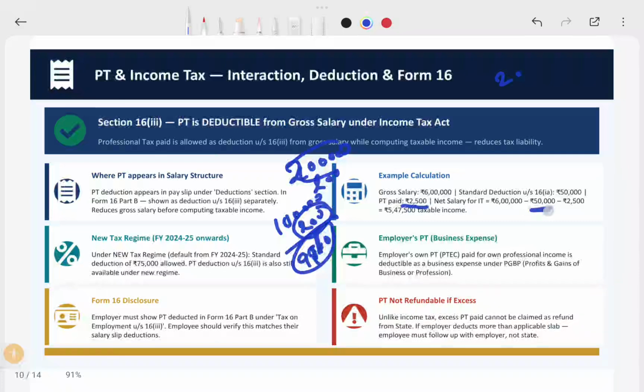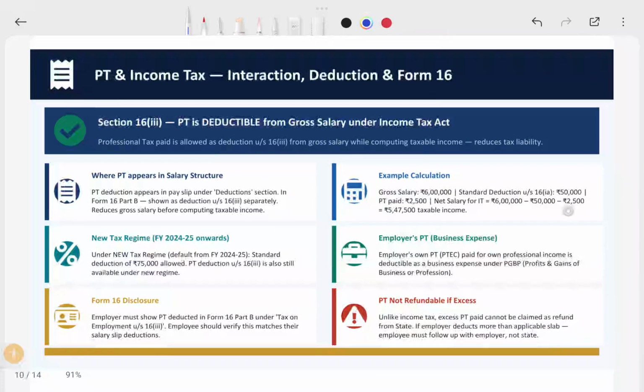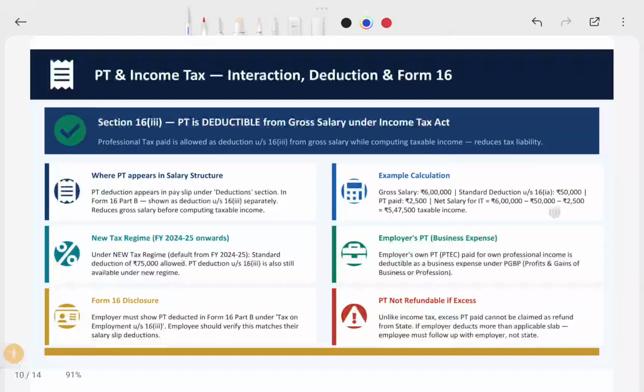So apart from the standard deduction, you can get the exemption for this 2,500 also. You don't need to pay tax again on this 2,500 because it's already professional tax itself. So you cannot pay tax two times, either directly or indirectly. So this is how the system has been. Where PT appears in the salary structure, it has to be disclosed separately in Form 16.